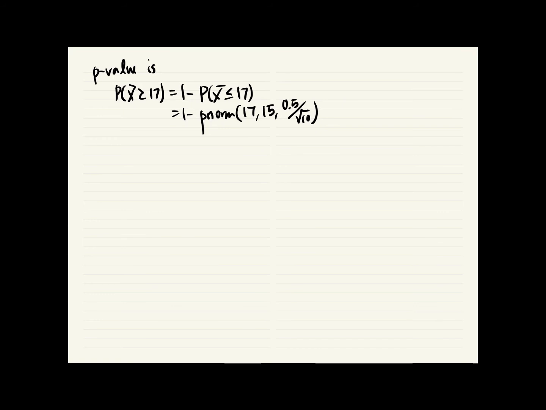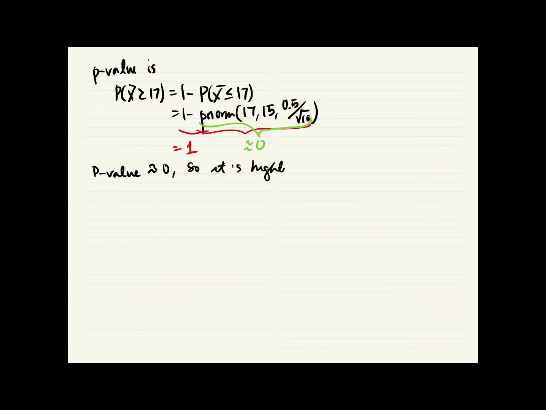Now, it's a little jarring, but when you plug this into R, R is going to tell you that you get 1. So what that means is that this probability here is approximately 0. For all intents and purposes, it's impossible. So how do we react to that? Well, we have calculated the p-value is approximately 0.